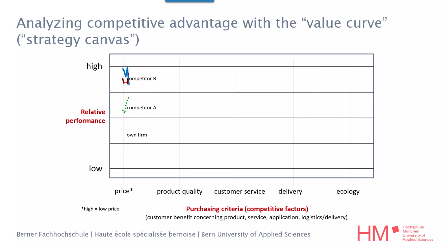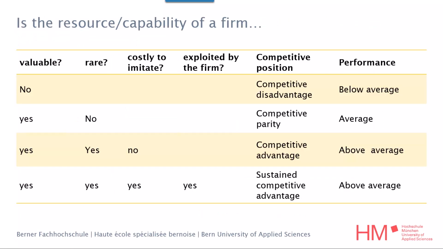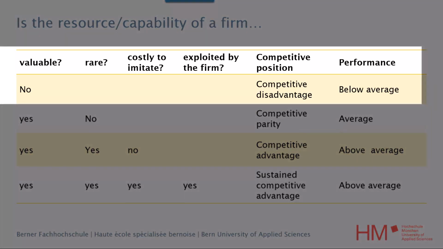Finally, then, I want to bring together all the elements in the VRIO. You remember Barney's VRIO model that we talked about a couple of sessions ago. And this table shows how we can actually plot all the resources and capabilities of the firm using the VRIO model, translating that into competitive advantage positions. So if we have essentially nothing valuable, nothing rare, nothing costly to imitate, and nothing that can be exploited by the firm, then in terms of competitive advantage, we are actually at a disadvantage and our performance will be below average.